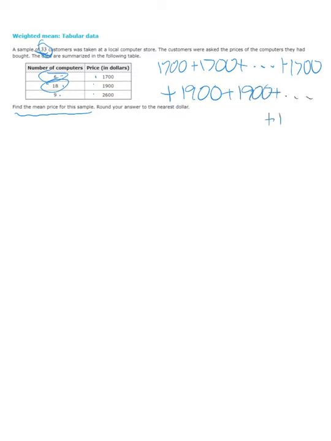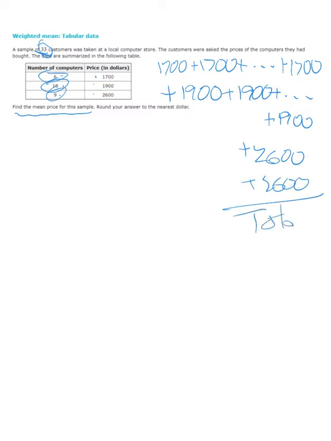All right, so basically there are 33 numbers here. 6 of those numbers are 1,700. So I could sit here and say 1,700 plus 1,700 plus 1,700, and I could do that 6 times. And then I could say plus, I'd have 18 1900s. I'm not going to sit here and do all that, but I could do that all the way up to my 18th 1900. And then I'd have 9 2600s. I could keep adding 2600 9 times. Got a big total. And then divide it by 33. And that would give me the mean.